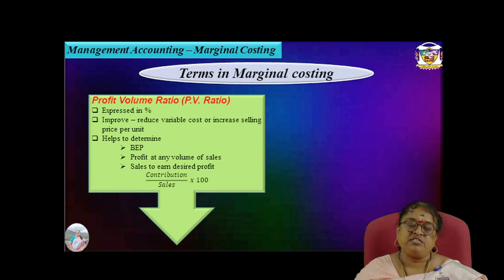Then PV ratio, that is profit volume ratio. It is always expressed in percentage. The formula for this is contribution divided by sales into 100. It can be improved, that is PV ratio can be improved by reducing the variable cost or increasing the selling price per unit. The main help of the PV ratio is to determine the break-even point and profit at any volume of sales, and sales to earn desired profit.